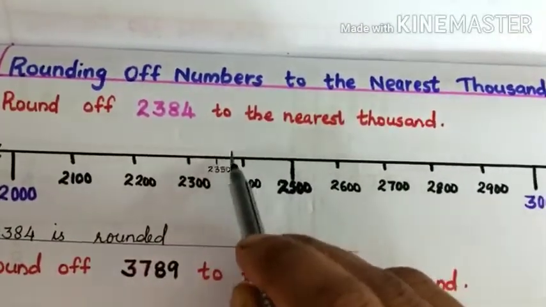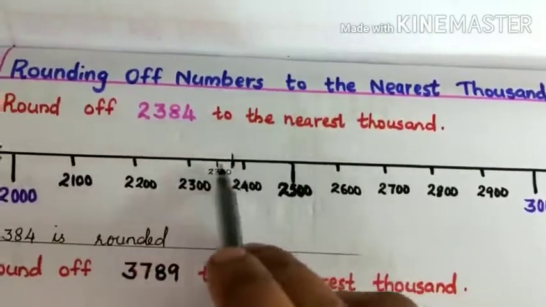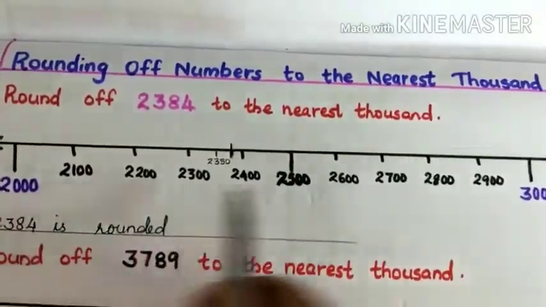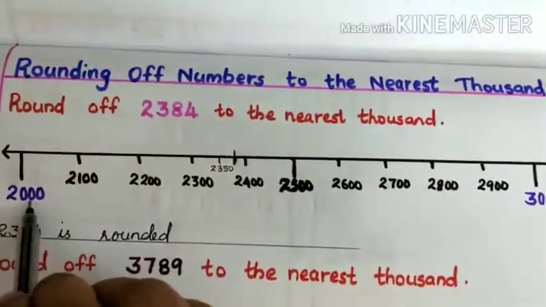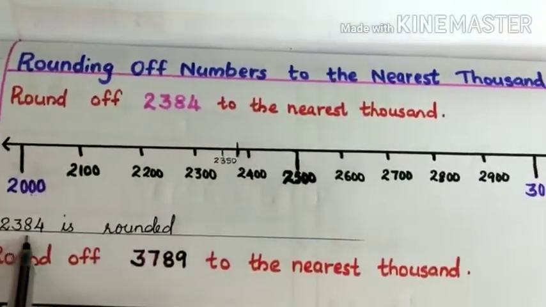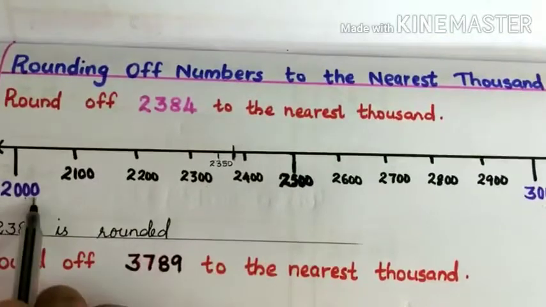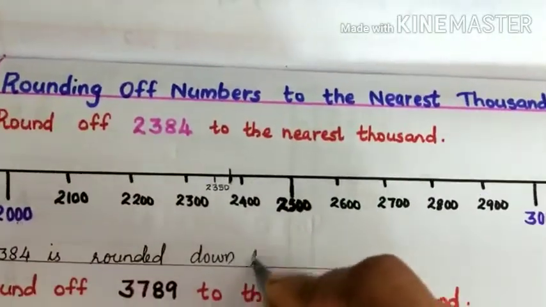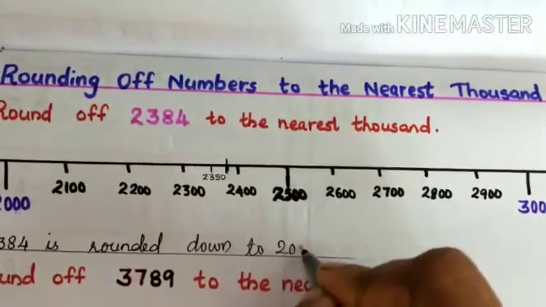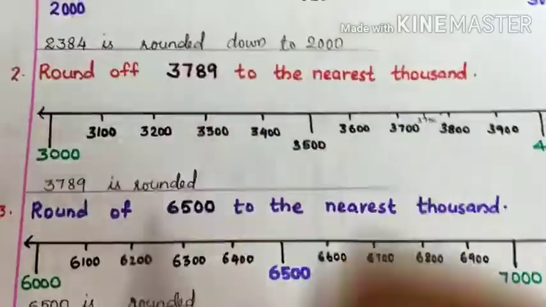Where is 2384? Closer to 2000 or closer to 3000? Yes, it is closer, nearer to 2000. 2384 is rounded down to 2000.